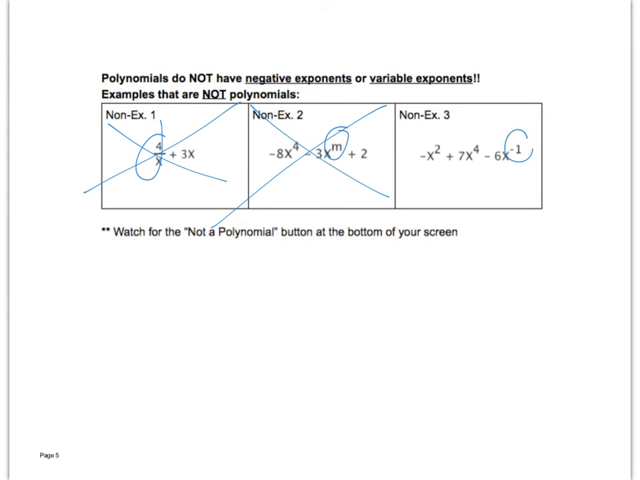And this one right here, not only did it say that the exponents had to be numbers, they can't be fractions, they can't be decimals, and they can't be negative. So this one is not a polynomial. You will see some of those in GMM, and you'll need to look for that not a polynomial button that is underneath. If it's not a polynomial, you don't have a degree, you don't have a leading coefficient, there's no such thing. You skip it and move on.